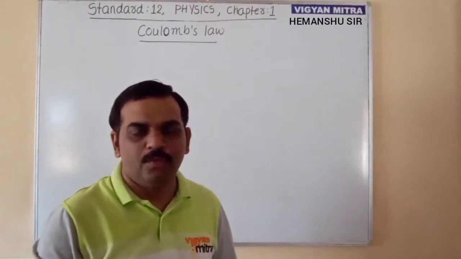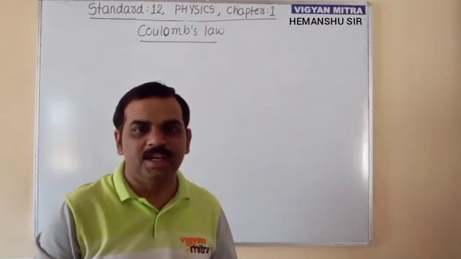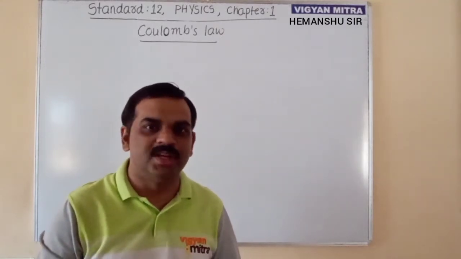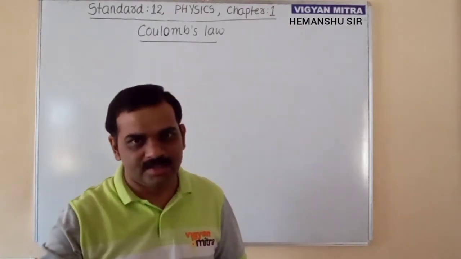Coulomb's law. The force of attraction or repulsion between two point charges is directly proportional to the product of charges and inversely proportional to the square of the distance between them. This force acts in the line joining the two charges.